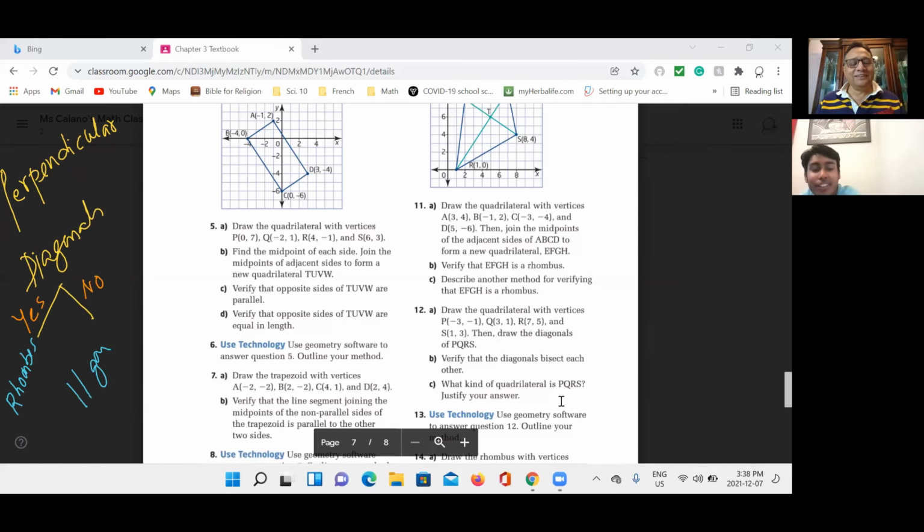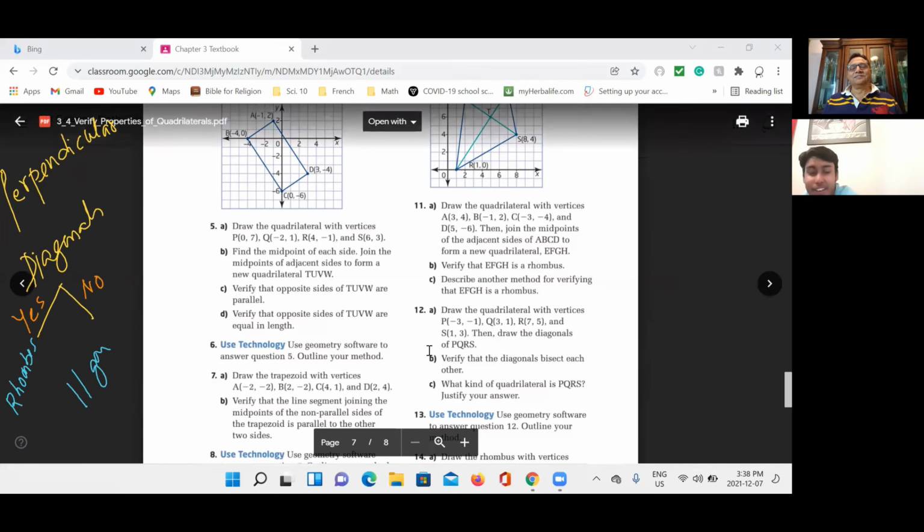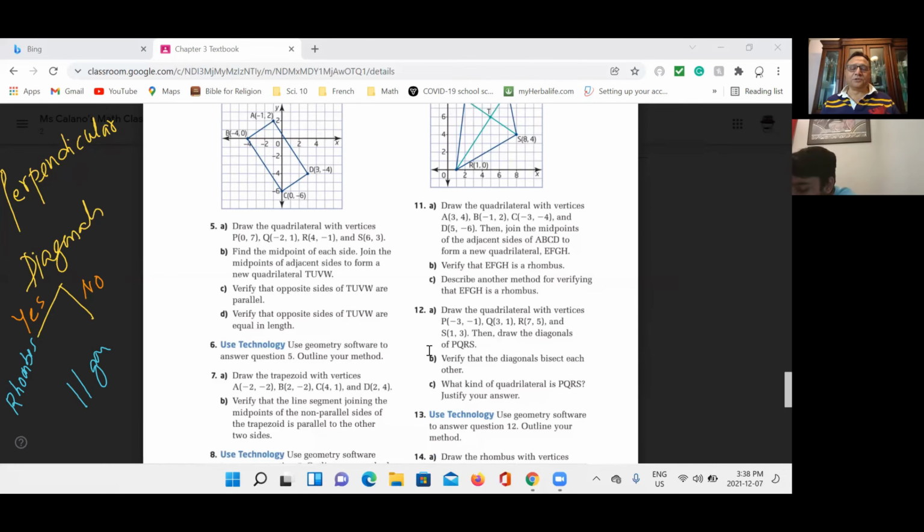Could you just leave it for a little bit? I'm just going to write it down. Sure, sure, sure. Take a snapshot. Diagram. All right, sir, I got it.